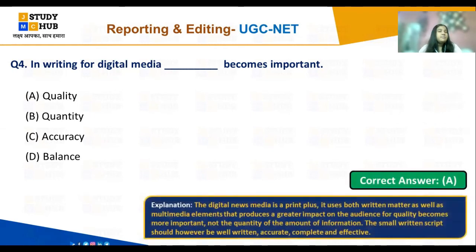So in digital media, also known as the print plus, that uses both written and multimedia elements, people have a greater impact with writings that have quality in them. So in writing for digital media, quality becomes very important. So option A is your correct answer.